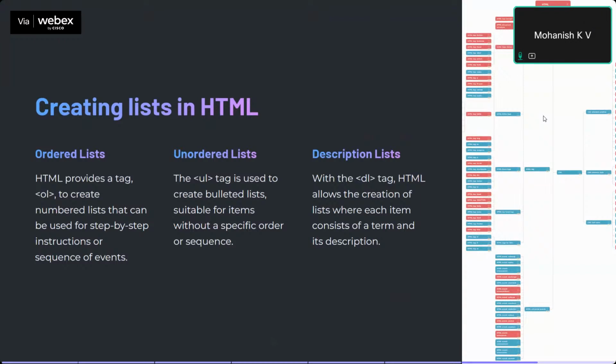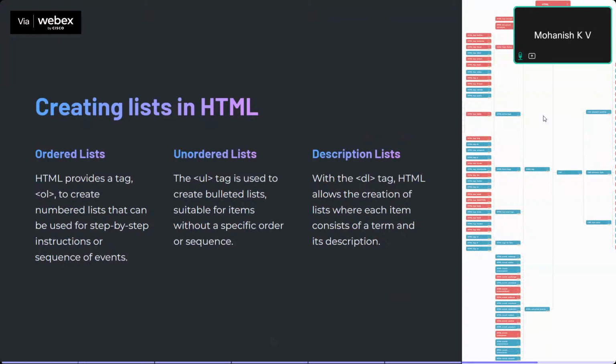Creating lists in HTML. Ordered list, unordered list, description list. If you want to just list the content that we have in a web page, like if I'm making a web page of the places I can tour, I'll be making a list of places that I can visit or the places with good tourism. So I can use the tags OL, UL, or DL.